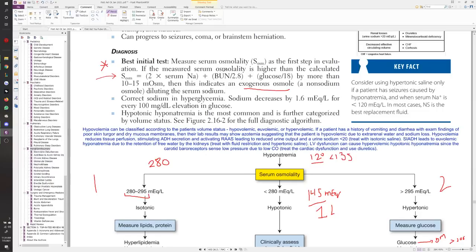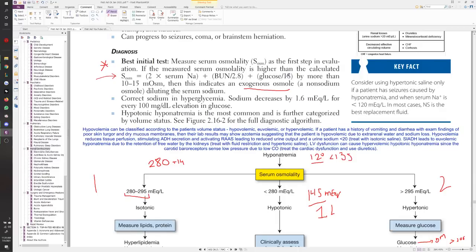Now you're going to add BUN divided by 2.8. 2.8 is such a weird number, which is why I don't like this equation. But let's say your BUN is like 28. That's easy to divide. So if you do 28 divided by, let's just say, 28 divided by 2, right? That gives you 14. So you're going to be adding like 14 here, right? And then glucose. Well, normal glucose is supposed to be like 100, but for division purposes, we can use something like, I'll just use my phone.